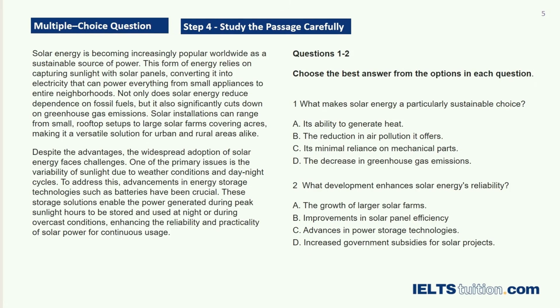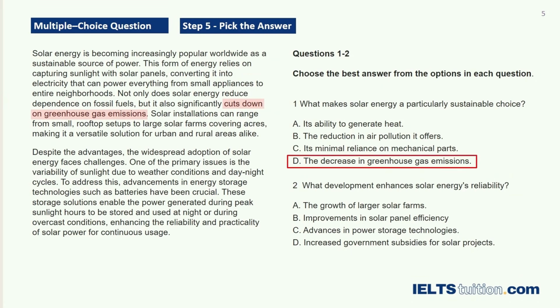Okay, let's move to step number 5. Pick the answer. Let's find the answer. What makes solar energy a particularly sustainable choice? The text says, not only does solar energy reduce dependence on fossil fuels, but it also significantly cuts down on greenhouse gas emissions. In answer option D, we have the decrease in greenhouse gas emissions. Therefore, the answer is option D, the decrease in greenhouse gas emissions.